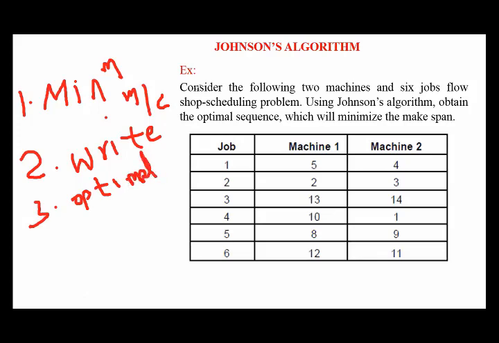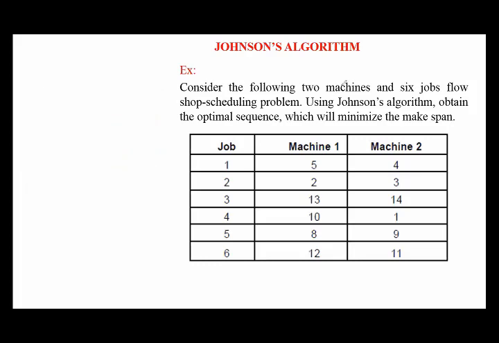Here we are going to discuss the step by step process in this problem. They have given a problem: consider the following two machines, 6 jobs, flow shop scheduling problem. Using Johnson's algorithm, obtain the optimal sequence which will minimize the makespan. Makespan means the elapsed time. We are going to calculate the total process time, the total machining time, with the help of Johnson's algorithm.